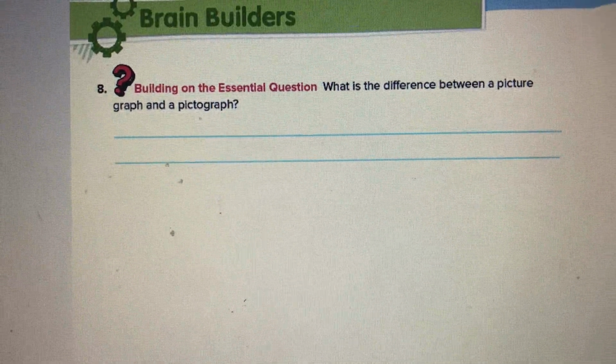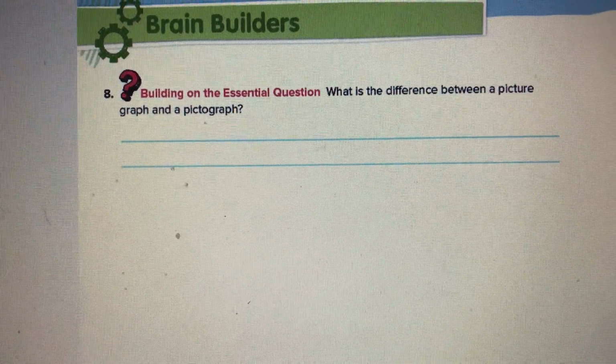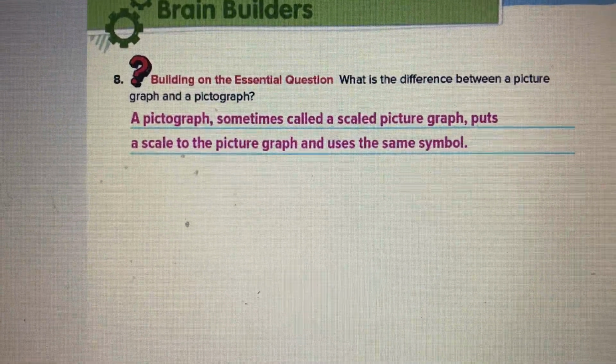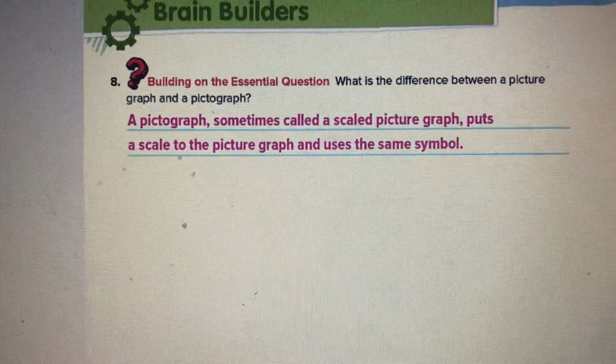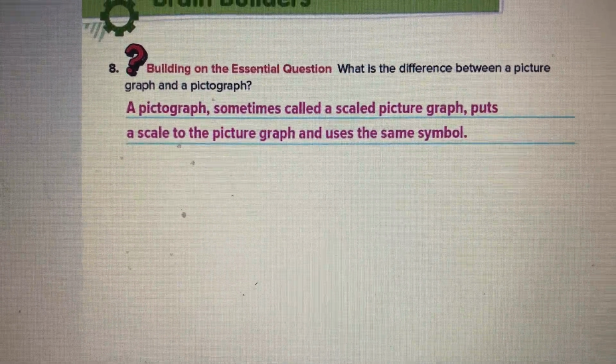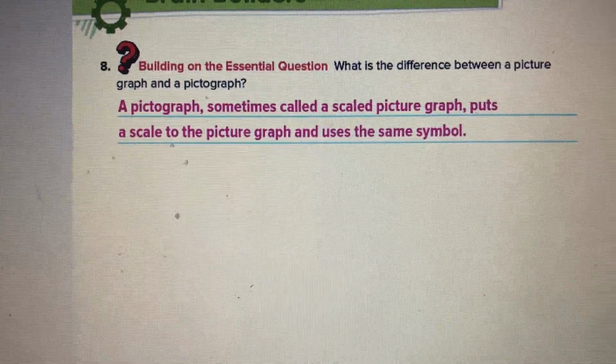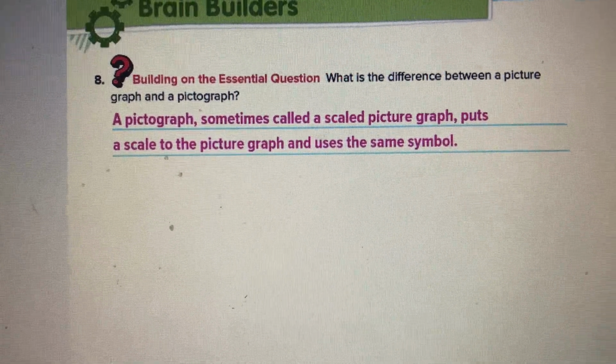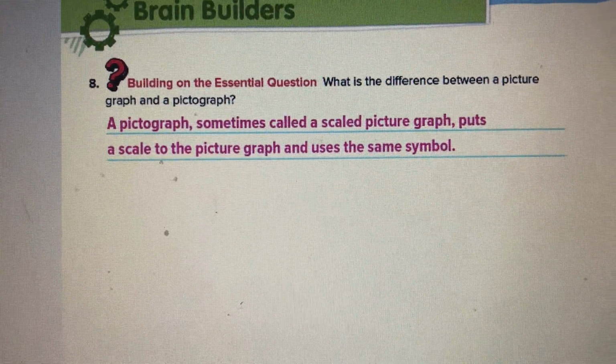Okay, and number 8, what's the difference between a pictograph and a picture graph? This is the most important thing. A pictograph, sometimes called a scaled picture graph, puts a scale to the picture graph and uses the same symbol. Okay, pictures can be all different things, but a pictograph uses the same symbols.